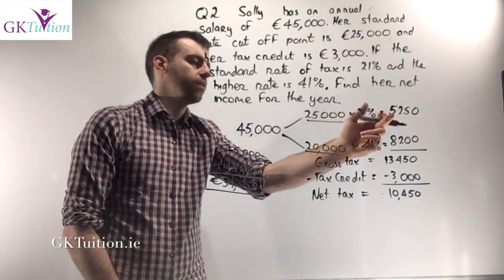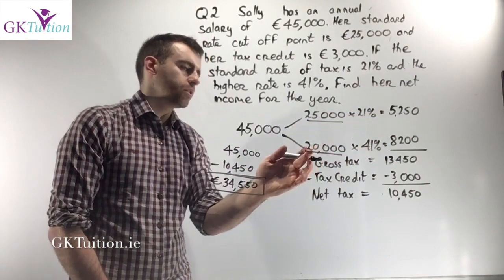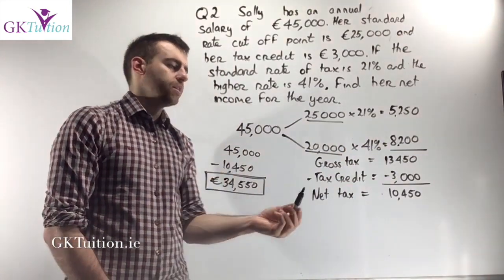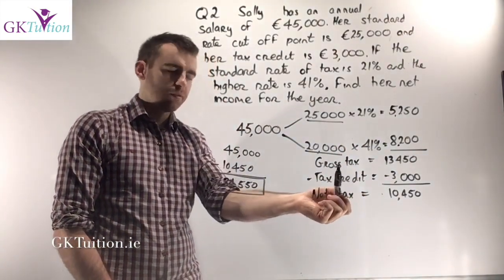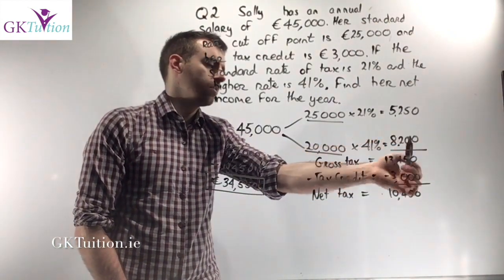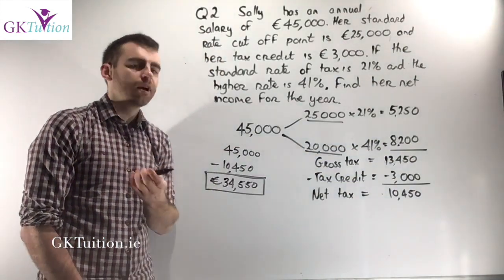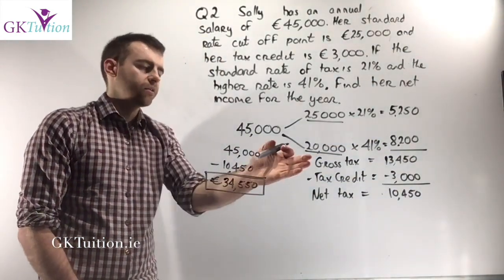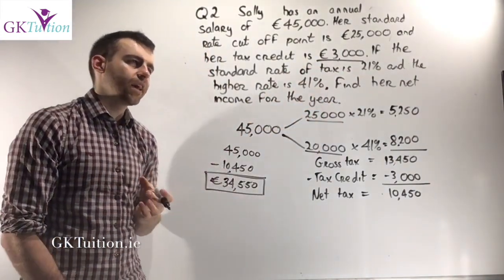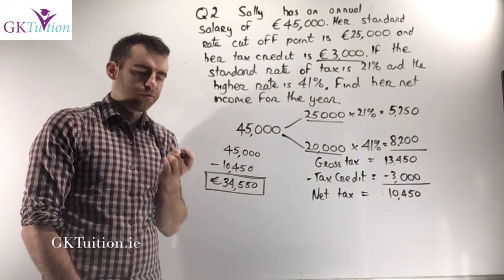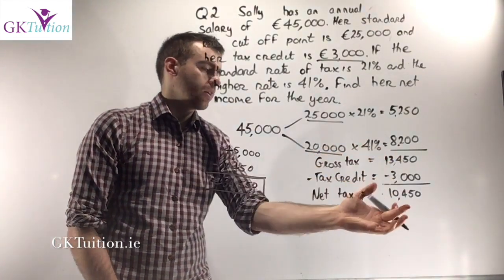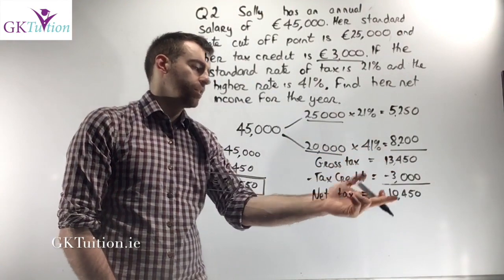21% of 25,000 is 5,250. 41% of 20,000 is 8,200. If we add those two figures up, it tells me that the gross tax, the amount of tax before deductions, is 13,450. That's when we add the 5,250 and the 8,200. However, people don't have to pay all of their tax. That is only her gross tax, because the government entitles you to a tax credit. In this case, Sally is entitled to a tax credit of €3,000. So that means you subtract 3,000 from her gross tax, and that gives me her net tax. 13,000 minus 3,000 gives me 10,000.